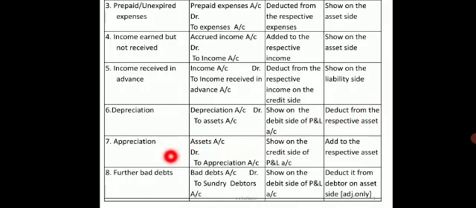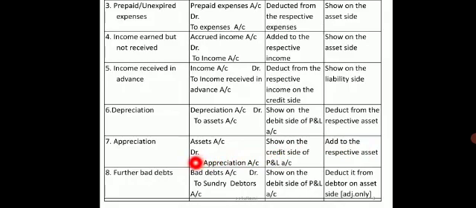Now if I take land and building, when we purchase land and building, after 3 to 5 years, you can see there is a slight increase in the value of such land or buildings. Such an increase or gain, a rise in the value of the asset, is treated as appreciation. So it's an income or a gain. Such incomes or gains are shown on the credit side of the profit and loss account, and it is added to the respective asset in the balance sheet.